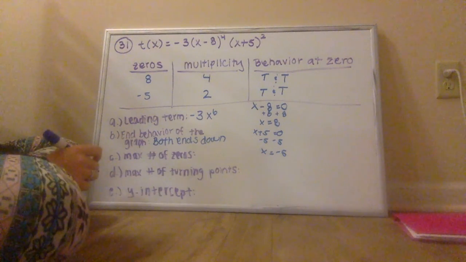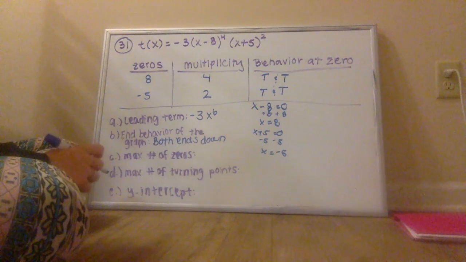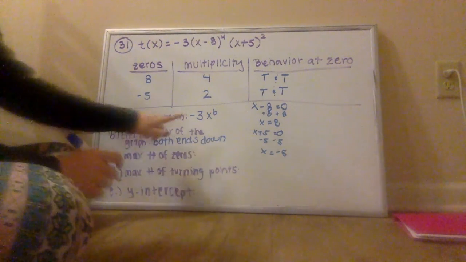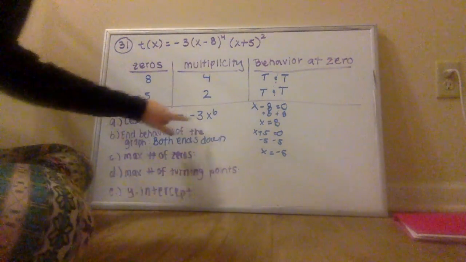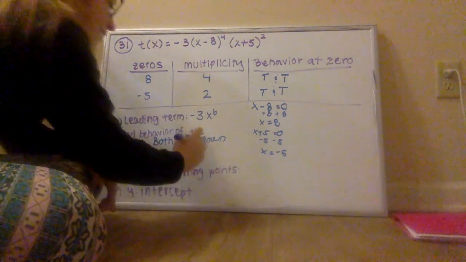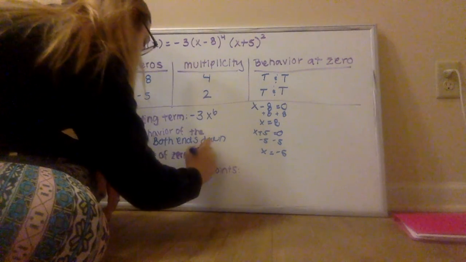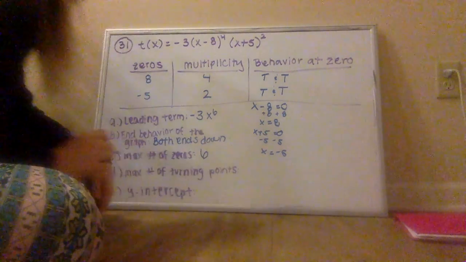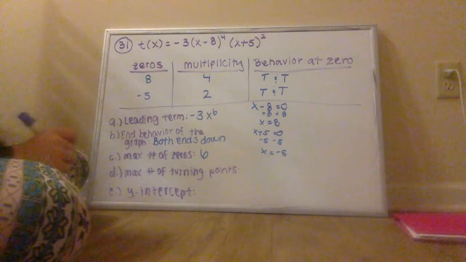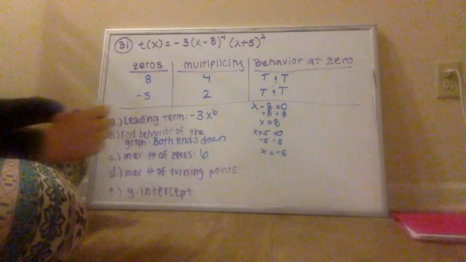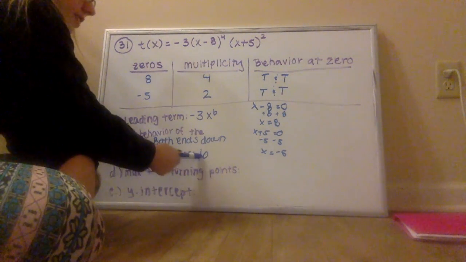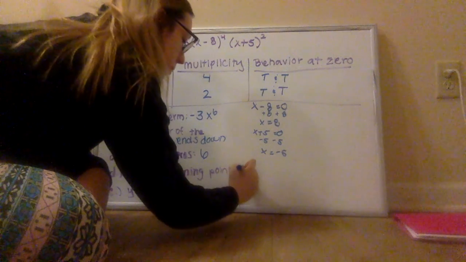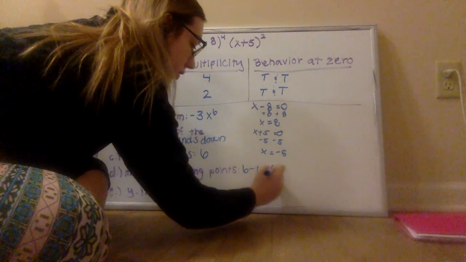Our next question is the maximum number of zeros. Our maximum number of zeros is our highest power of x, which we found in our leading term. So our highest exponent is 6, so that's our max number of zeros. Our max number of turning points is just n minus 1. n is our 6, so 6 minus 1 is equal to 5.